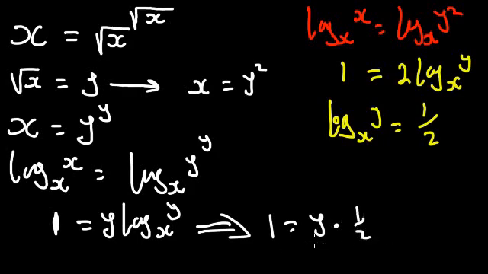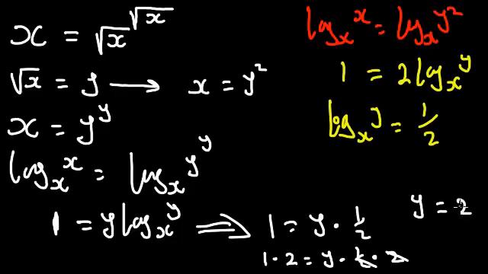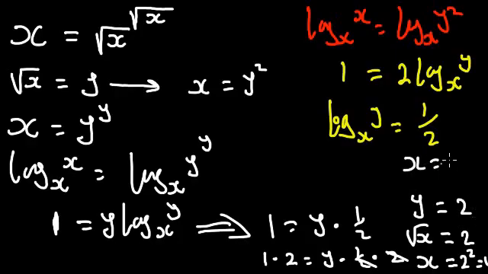Now we can isolate y. To get y, we can multiply through by 2. Then we have 1 times 2 equal to y times half times 2. If this cancels out, we can have our value of y to be equal to 2. But indeed, at the beginning of the solution, we said that root of x is equal to y. So if you recall that root of x is equal to y, we can substitute, and root of x is equal to 2. Now to get x, we can have x equal to 2 raised to the power 2, which is 4. So it means our value of x is simply equal to 4.